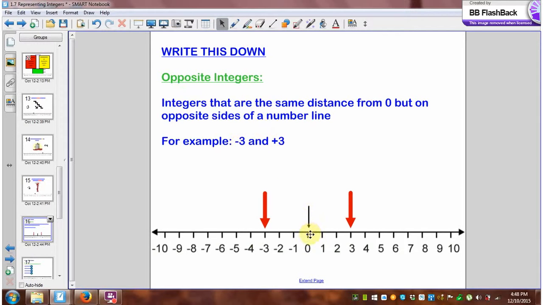Here's our 0 in the middle. And if we go up 3, 1, 2, 3 spaces, we're on positive 3. And if we go down, we go 1, 2, 3, negative 3. And we can see they're the same distance from 0, so they are opposite integers. So just pause until you have that written down, and when you're ready, come on back.